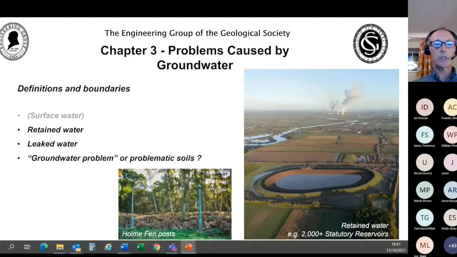Another question is whether or not a problem is a result of the groundwater or a problematic soil. So, for example, abstracting water from a deep layer of peat would cause settlement. Now, is that a groundwater problem or is that a soil problem? Well, to the extent that groundwater contributes to the problem or is a key component of the mechanism, then we have included it in the publication. The picture in the center at the bottom shows the Holm Fen posts, which have recorded some 3.5 meters of settlement over 150 years in a peat fen just south of Peterborough, as an example. Next slide, please.